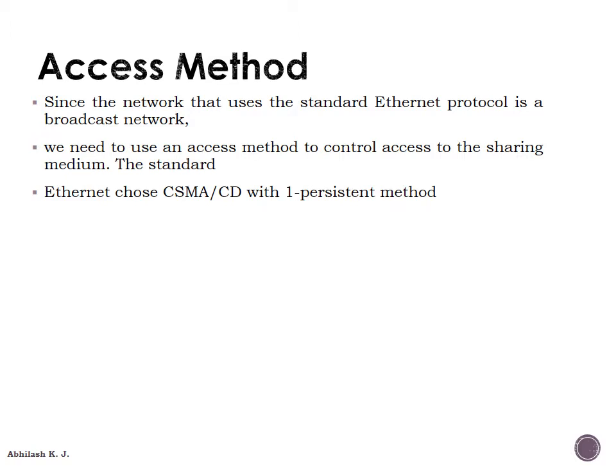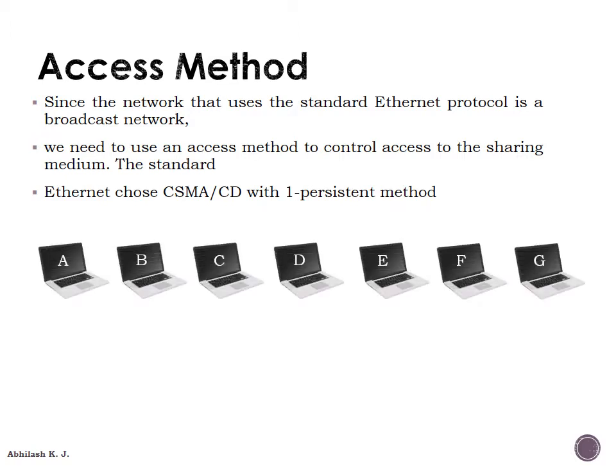as soon as the medium is sensed idle, the station starts transmitting the frame. Carrier sense multiple access with collision detection here means that once the station starts sending the frame, its duty does not end there. After transmission also, it has to continuously sense the medium and detect whether a collision has occurred.